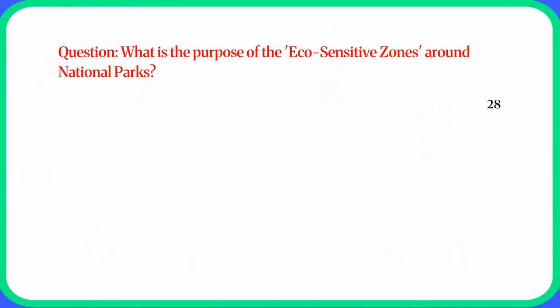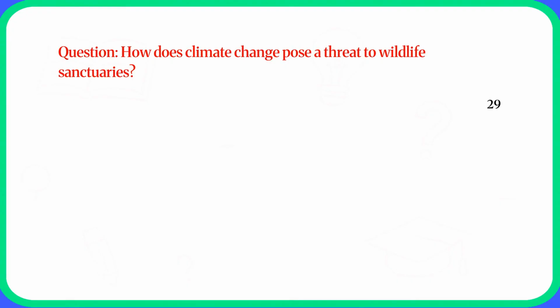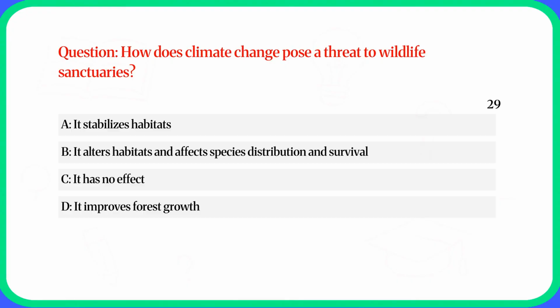Question: what is the purpose of the eco-sensitive zones around national parks? Answer B. To regulate activities and reduce impact on protected areas. Question: how does climate change pose a threat to wildlife sanctuaries? Answer B. It alters habitats and affects species distribution and survival.